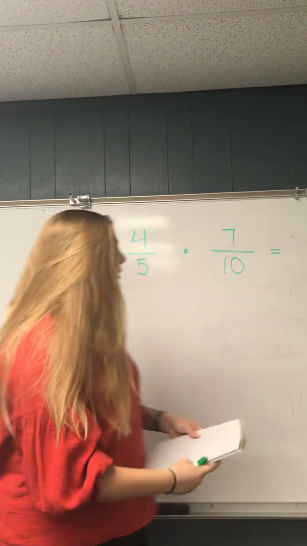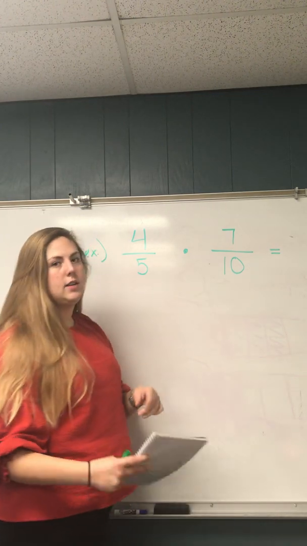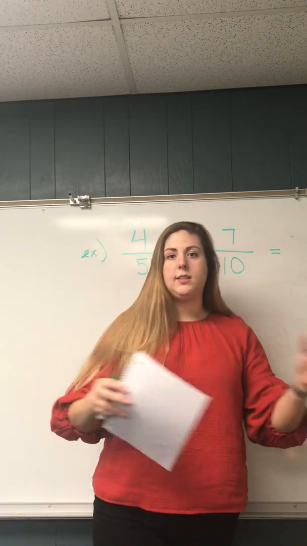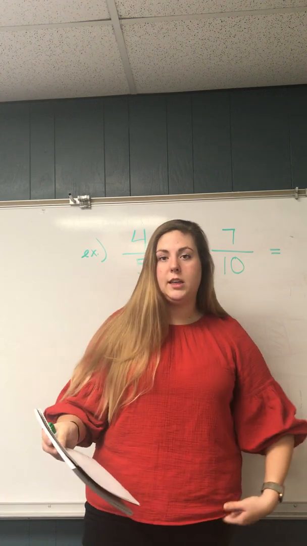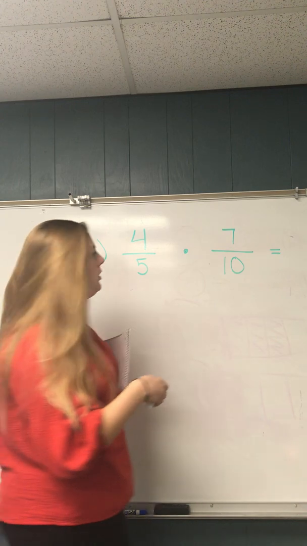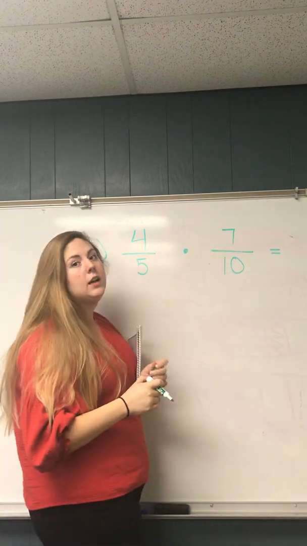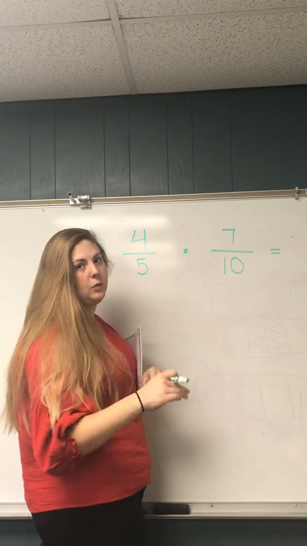All right? So this is your first example. 4/5 times 7/10. Now remember, multiplying fractions, we want to see if we can cross simplify. We're going to be working with smaller numbers. It's going to make the math a little bit easier. So check to see if you can cross simplify. With this, we are looking at 5 and 7. Okay? Nothing other than 1, but that doesn't count, can go into 5 or 7, so we leave them alone.